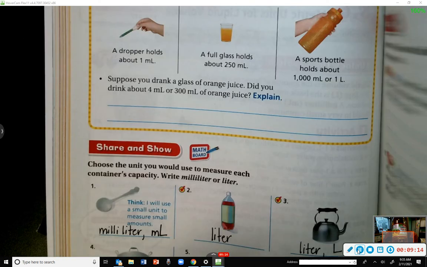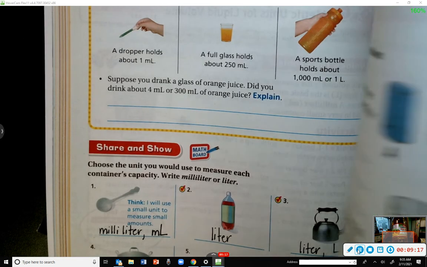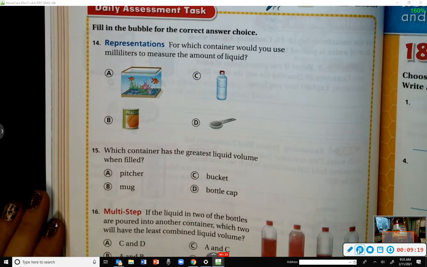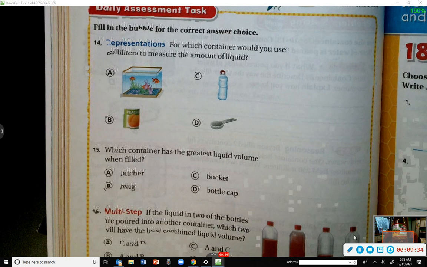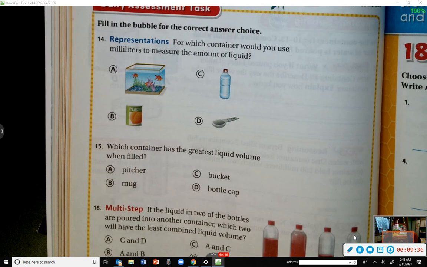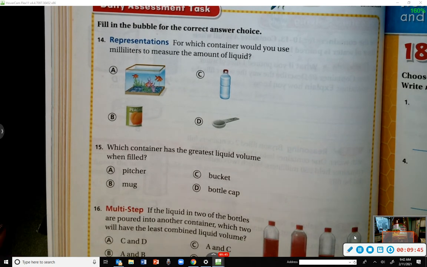Okay, so now we are flipping to page 598. Number 14. I want you to try that one on your own. So read it and answer number 14, and we'll go over it together. Number 14 says, for which container would you use milliliters to measure the amount of liquid? So remember, a milliliter is that tiny little medicine dropper. So which one? D. Good.